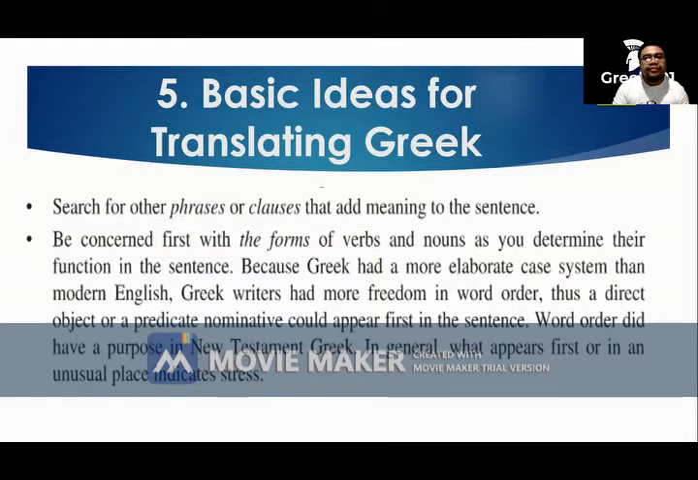Next one, be concerned first with the forms of verbs and nouns as you determine their function in the sentence. Because Greek has a more elaborate case system than modern English, Greek writers had more freedom in word order. Thus, a direct object or a predicate nominative may appear first in the sentence. So in the Greek of the New Testament also, word order did have a purpose. In general, appearing first or in an unusual place indicates stress. So that's why you need to study the syntax of the Greek language. If it comes first, it is given emphasis in a sentence.